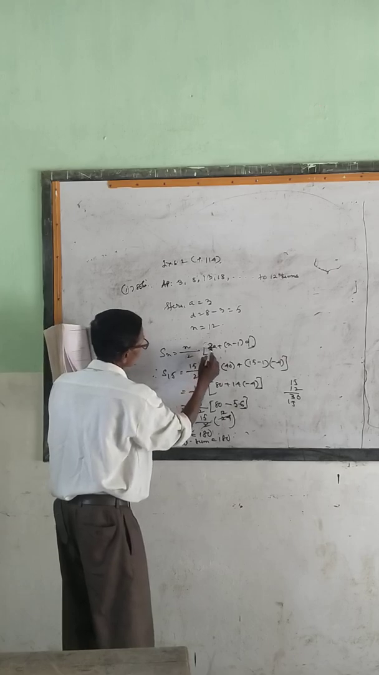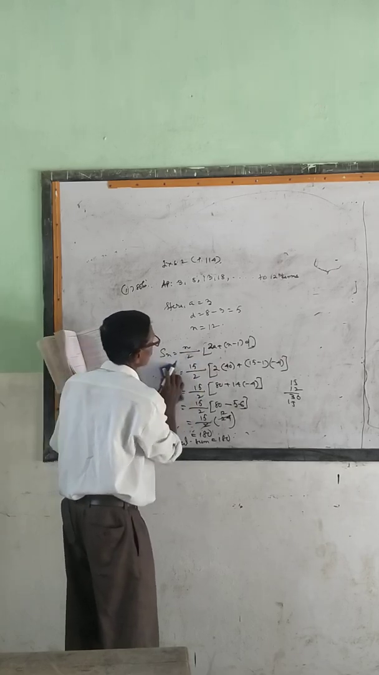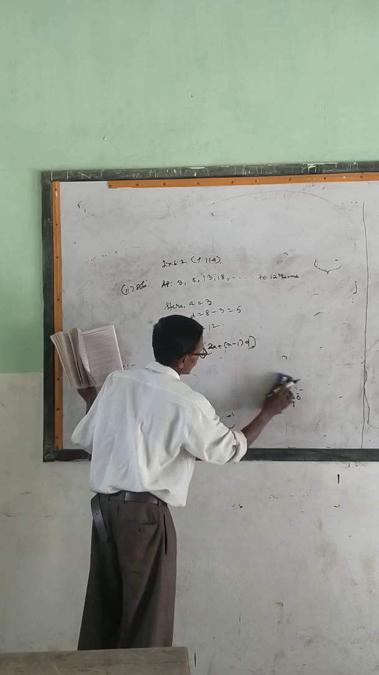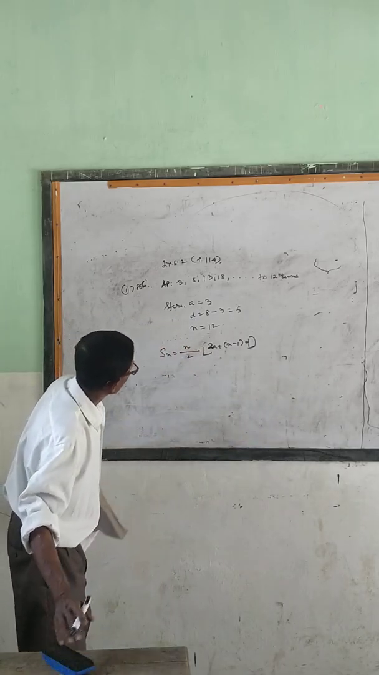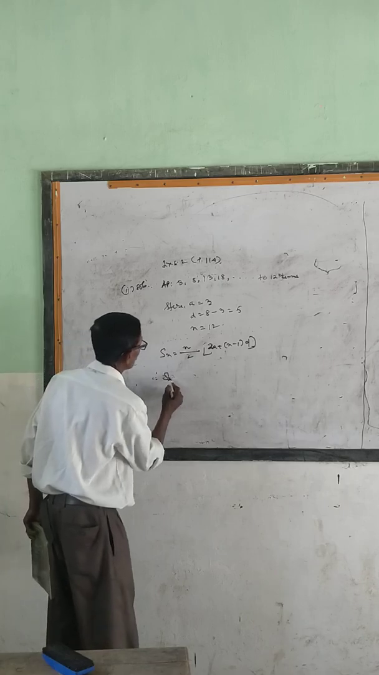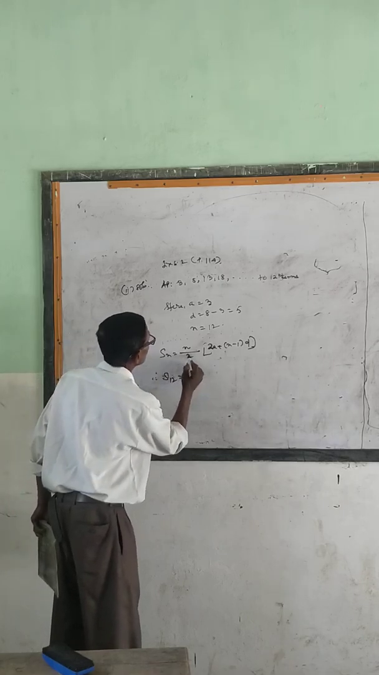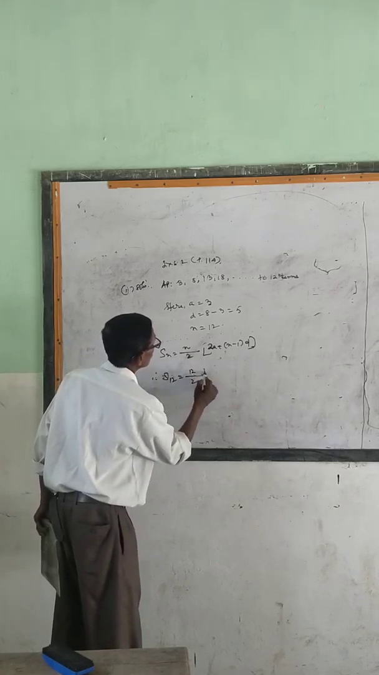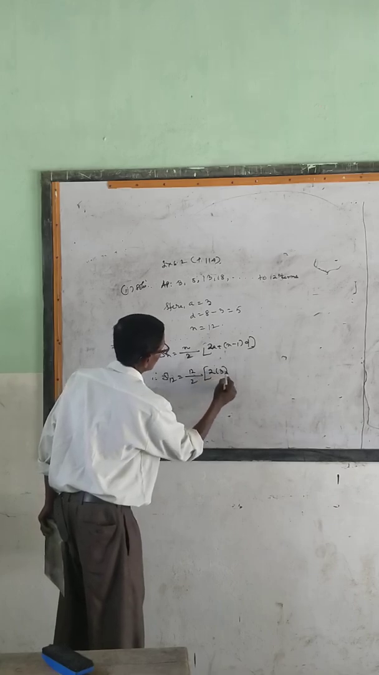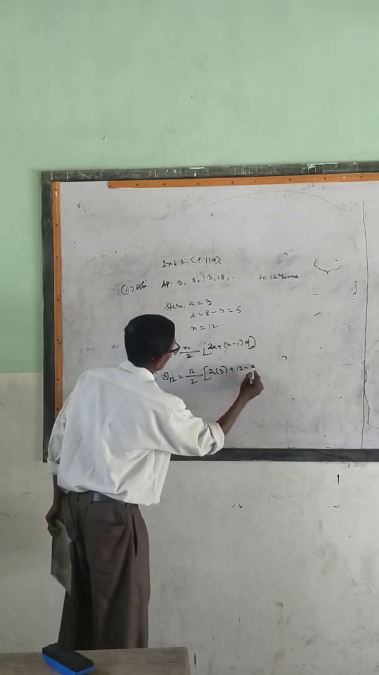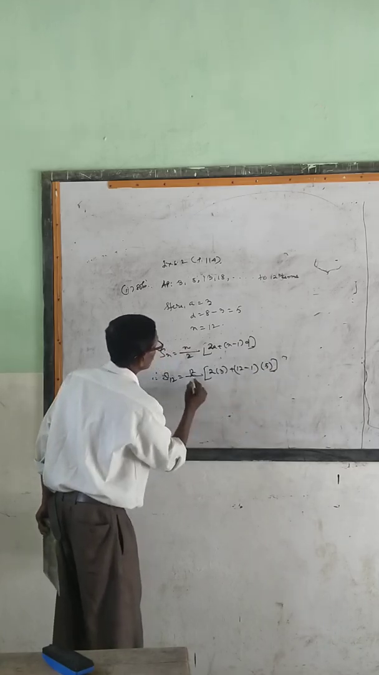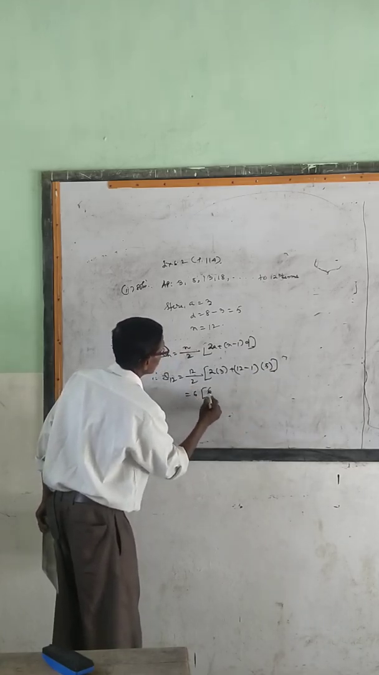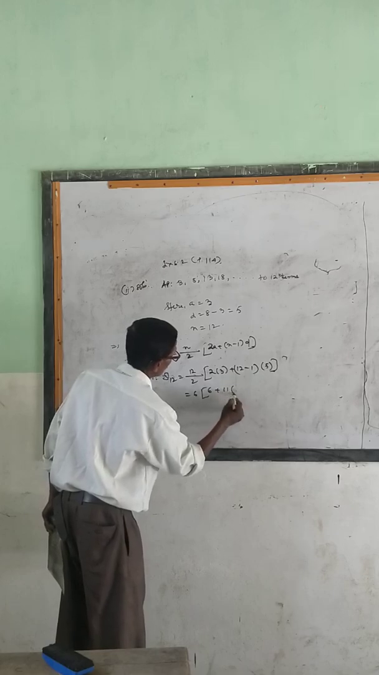So Sn equal to n by 2 times 2A plus (n minus 1)D. So we have to find out S12. Therefore S12 is 12 by 2. Twice A means 3 plus 12 minus 1, D means 5.